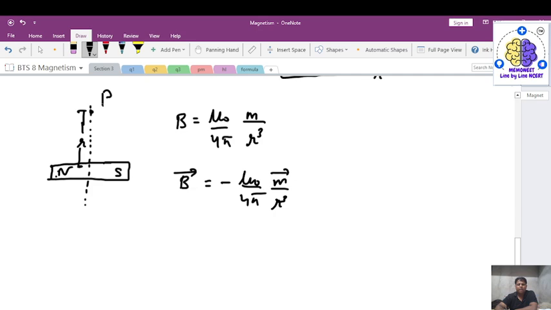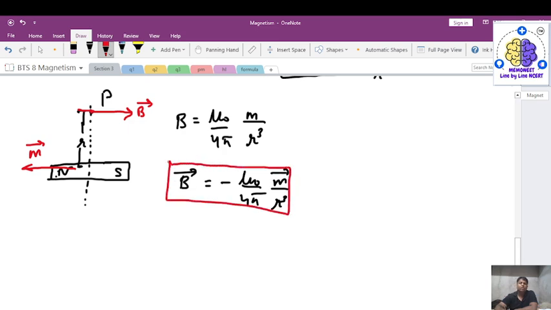What does it mean? That the magnetic field intensity at point P will be in a direction opposite the direction of the magnetic field. So this will be the magnetic moment. This will be the direction of the magnetic field at point P, and the direction of magnetic moment is in this direction. This is the direction of magnetic moment M, right? So for the equatorial line, the magnetic field intensity will have its direction opposite the direction of the magnetic dipole moment, right? Magnetic dipole moment.